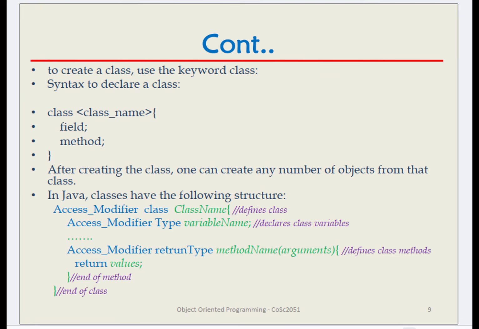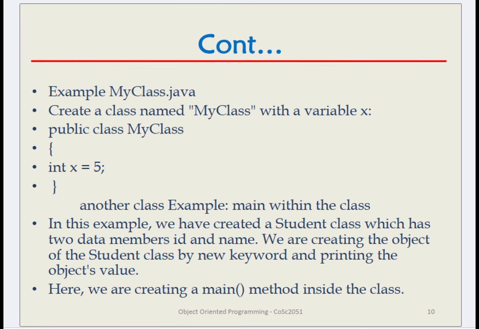Example myClass.java: create a class named myClass with a variable x. public class myClass { int x = 5; }. Another class example, main within the class. In this example, we have created a student class which has two data members, id and name. We are creating the object of the student class by the new keyword and printing the object's value. Here, we are creating a main method inside the class.